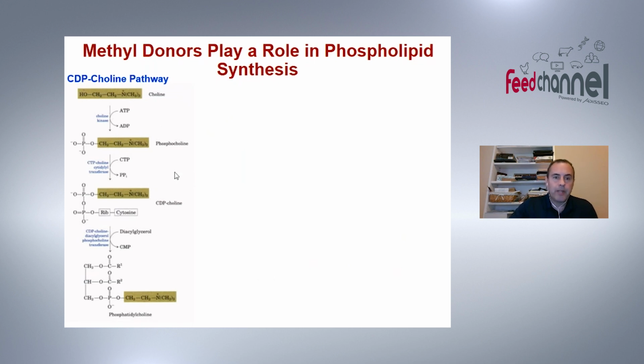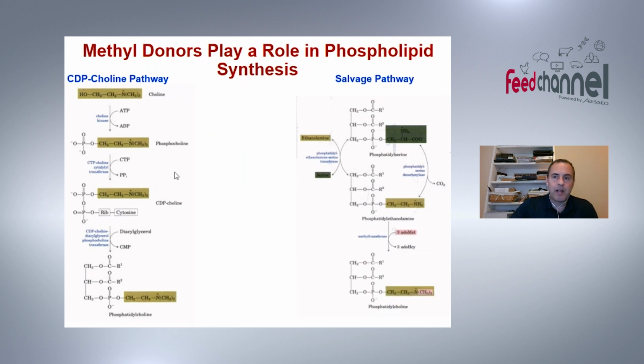There is a second pathway that's typical of the liver called the salvage pathway. And as the name says, it is used to recover substrates or molecules that are part of the phospholipid group. So in this particular case, phosphatidylethanolamine can undergo a series of methylation reactions coming from S-adenosylmethionine to produce phosphatidylcholine. And phosphatidylcholine is one of the phospholipids that make up what we call lecithin.